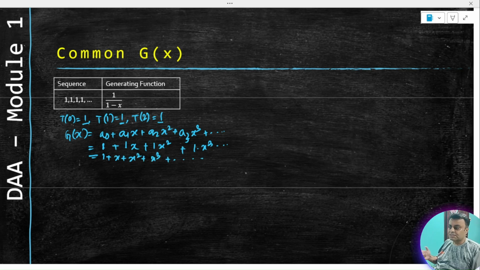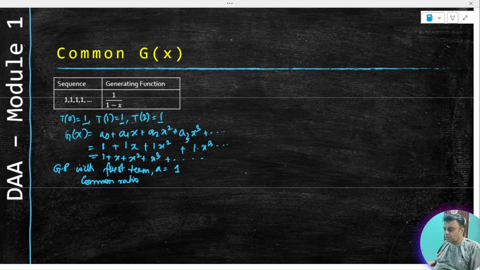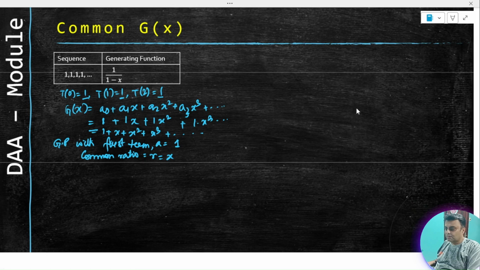What is this? This is a GP, with first term a equal to 1, and the common ratio for this GP is r equal to x. So we know that for the GP that is here, we will write therefore the summation of this particular thing.